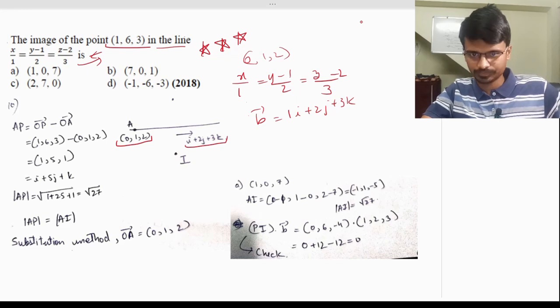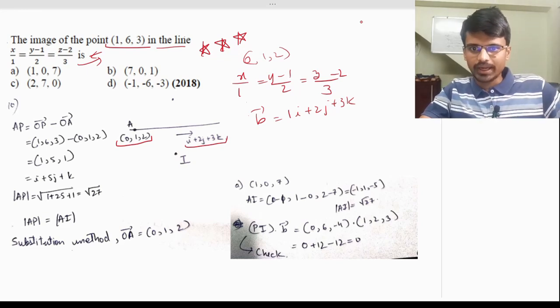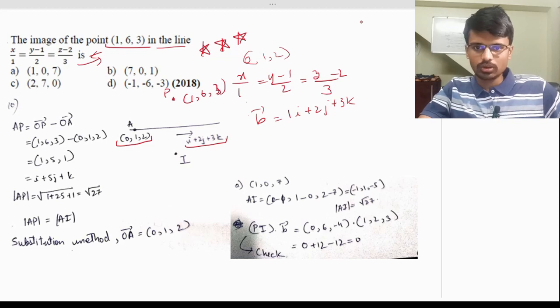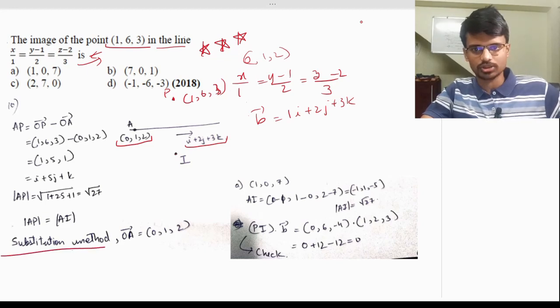Everyone agrees here? Okay. So let my point be 1 comma 6 comma 3. Let me call this P. This they have given us. So the technique that I'll be applying is the substitution method here. Say I is the image of the point P. So if I is the image, everyone agrees here. See what will happen to my AP and AI.